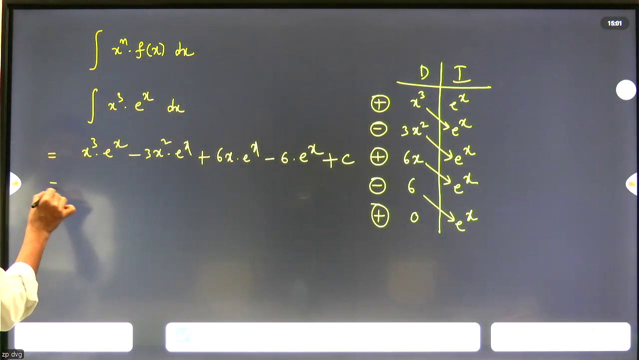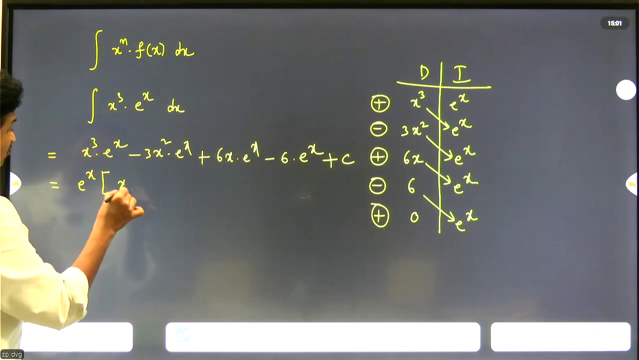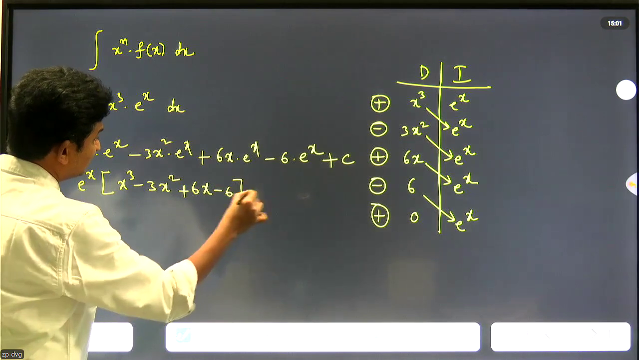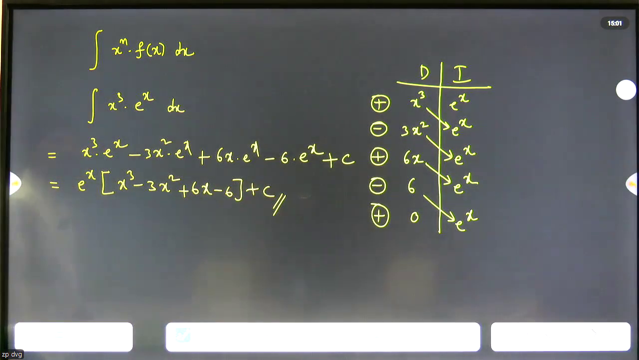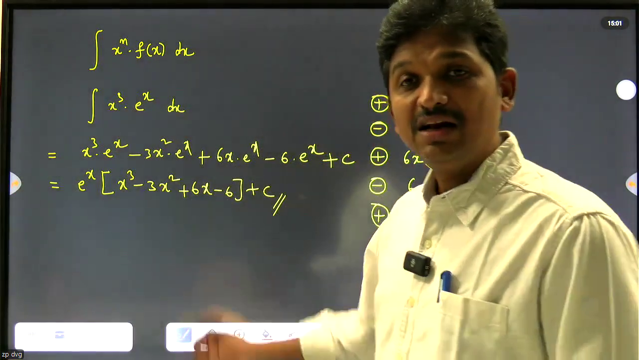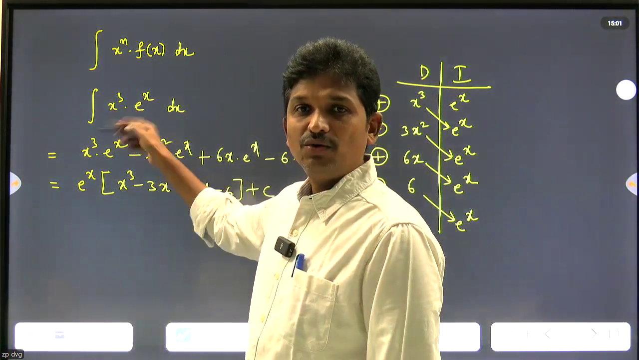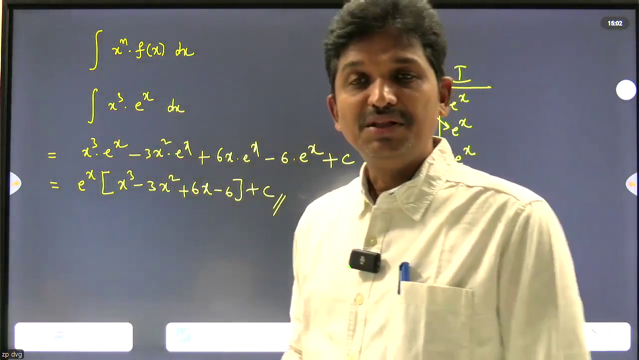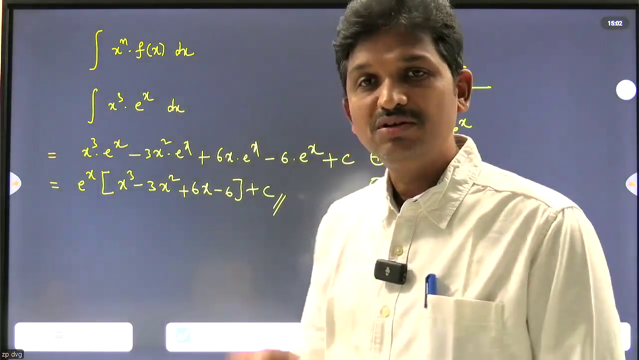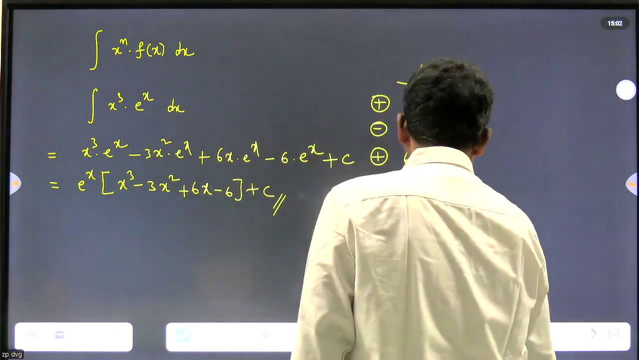So you can stop here, or else in all these terms, e power x is there. You can take e power x common. If you take e power x common, what will you get? e power x into x cube minus 3x square plus 6x minus 6, plus c, right? So this is the solution for this problem. If you try to do this problem in the direct method, you see how lengthy it will become, because x cube is there. So this is lengthy if you do it in the regular method. In objective exams, you need to do things a bit faster. So if you know this shortcut, you can do this problem a bit easier and faster.